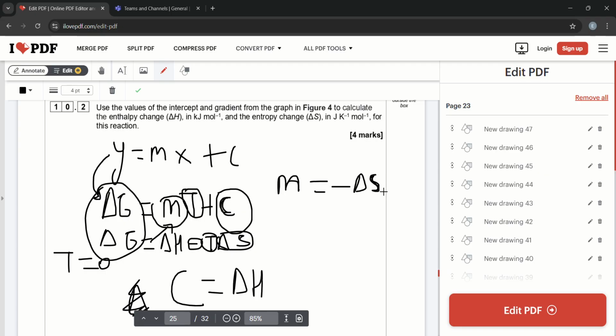Negative version, well, doesn't necessarily mean negative. If the entropy change is negative, then it would be positive, so I can't really say that. And therefore C must be delta H. So C is equal to delta H.